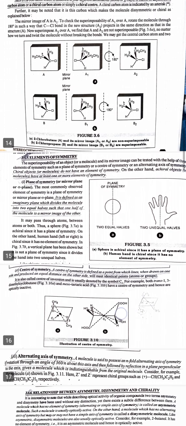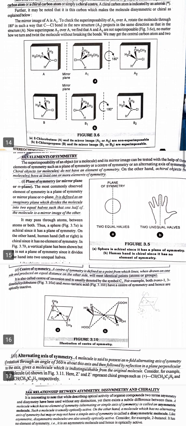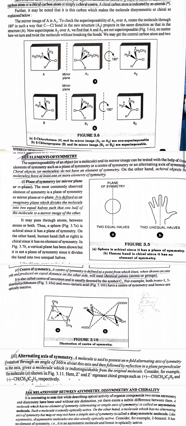Elements of symmetry. The superimposability of an object and its mirror image can be tested with the help of three elements of symmetry, such as plane of symmetry, center of symmetry, or alternating axis of symmetry. Chiral objects do not have an element of symmetry. On the other hand, achiral objects have at least one or more planes of symmetry.